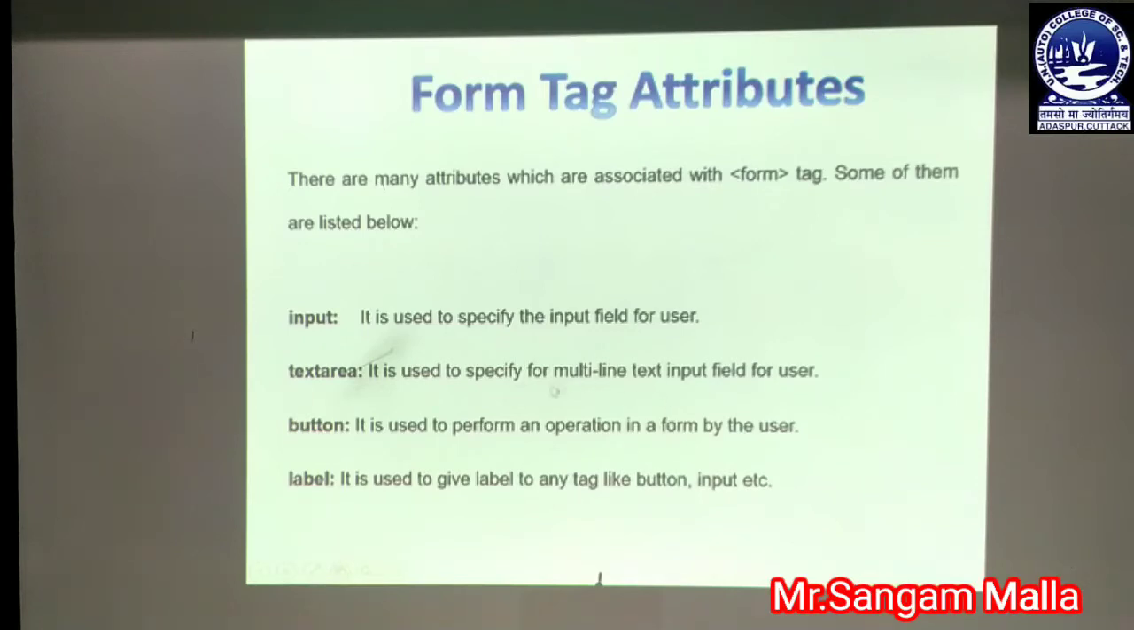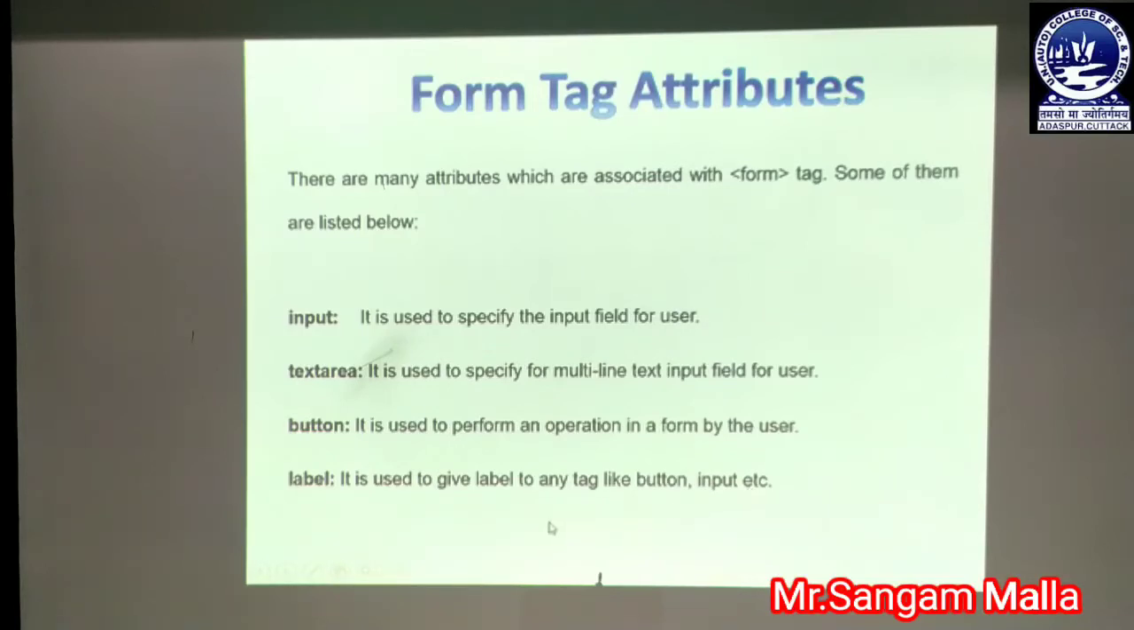So it is almost used to perform an operation. That means after performing an operation in a specified form, the user must press a button and then the specified operation or the action will be taken. Next one is your label. So this attribute is used to give a label to any tag like button, input, etc.